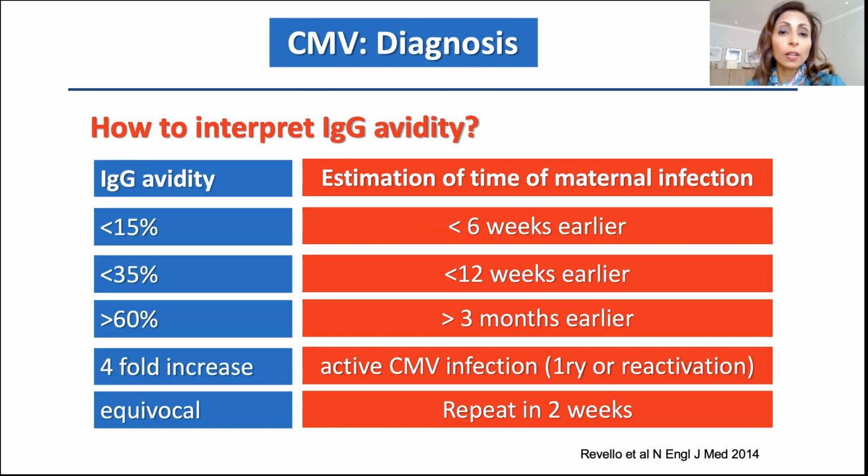How do we interpret the IgG avidity? Well, if you have high avidity, so for example, above 60%, that suggests an infection that occurred more than 3 months earlier. However, if you have low avidity, that means infection within the preceding 3 months. If it's less than 15%, within 6 weeks, and less than 35% within 12 weeks.